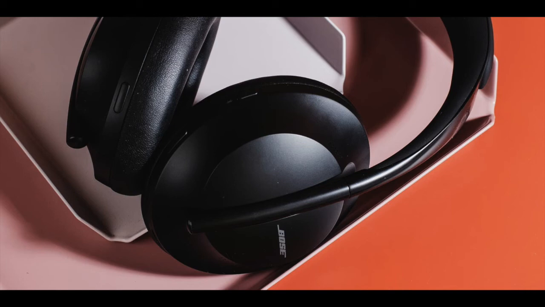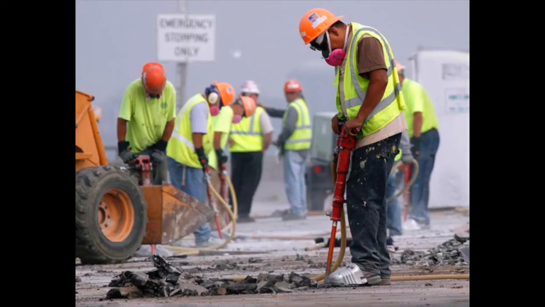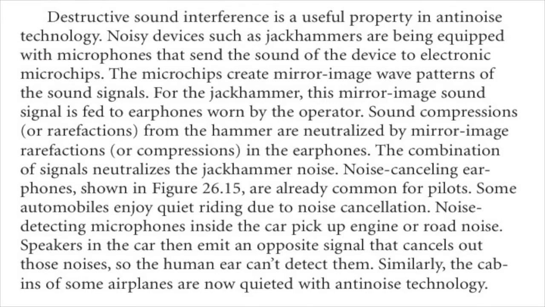Destructive sound interference is a useful property in anti-noise technology. Noisy devices such as jackhammers are being equipped with microphones that send the sound of the device to electronic microchips. The microchips create mirror image wave patterns of the sound signal. For the jackhammer, this mirror image sound signal is fed to earphones worn by the operator. Sound compressions or rarefactions from the hammer are neutralized by mirror image rarefactions or compressions in the earphones. The combination of signals neutralizes the jackhammer noise.